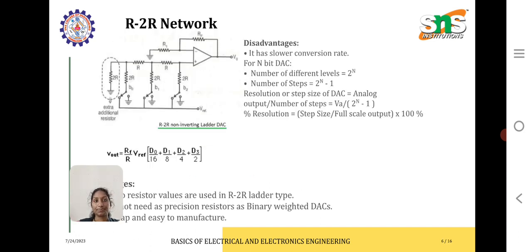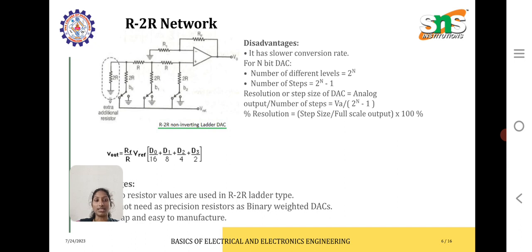Coming to the R2R network, again here we will be considering the opposite side. In the non-inverting terminal, here also we need n number of resistors, that is, the number of different levels will be 2 power n and the number of steps will be 2 power n minus 1. So this is the block diagram of the R2R network.